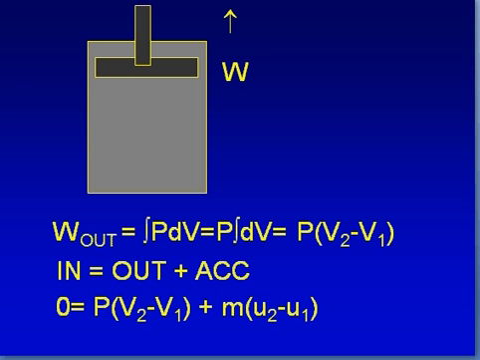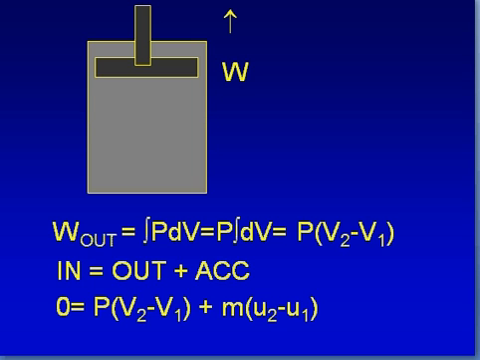Now we'll do the energy balance. In equals out plus accumulated. And look at what's going in. Nothing's going in. We assumed it was, first of all, adiabatic, so there's no heat going in. Since the gas is expanding, the piston is going up. The work is out of the system, or out of the gas. So 0 equals P times parentheses V2 minus V1.